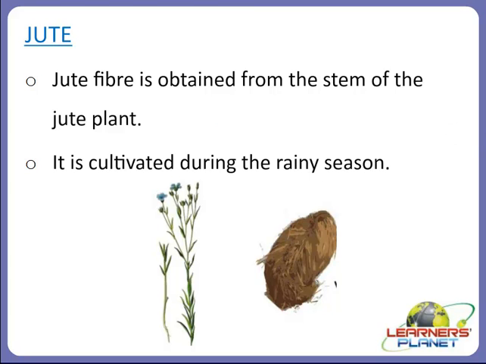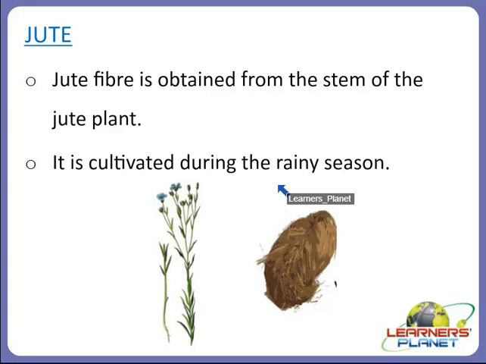So now we will discuss the second plant fiber called jute. So basically, jute fiber is obtained from the stem of the jute plant and it is cultivated during the rainy season. So in India, jute is mainly grown in West Bengal, Bihar and Assam. The jute plant is normally harvested when it is at the flowering stage, because the stems of the harvested plants are first immersed in water for a few days and then the stems rot and fibers are made.